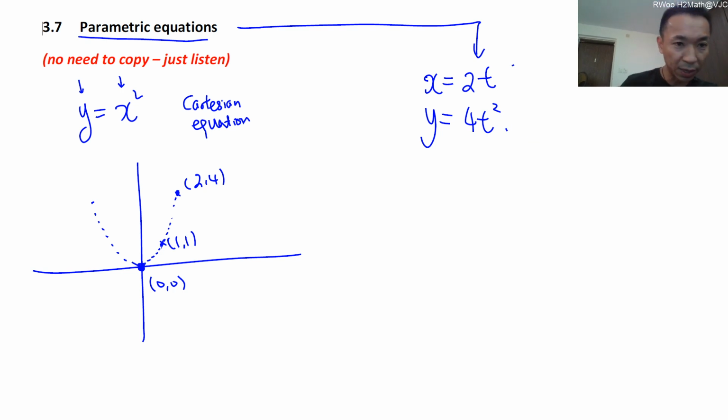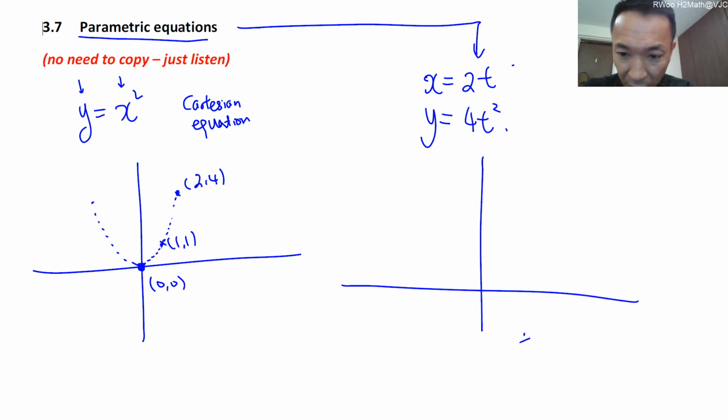If you see y equals x squared, how do we get this point (0, 0)? We substitute x equals 0, then you get y equals 0. You substitute x equals 1, you get y equals 1. Now I'm going to do the same thing here, except that this time I'm going to substitute t equals 0 into here and here. So if I substitute t equals 0, I get x equals 0, y equals 0, I get one point.